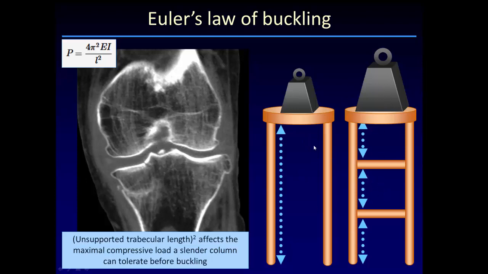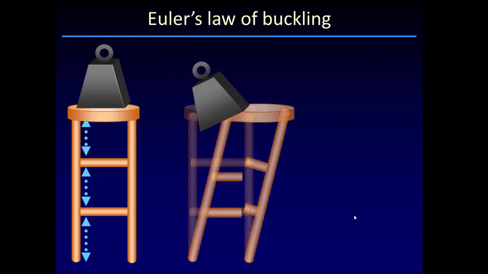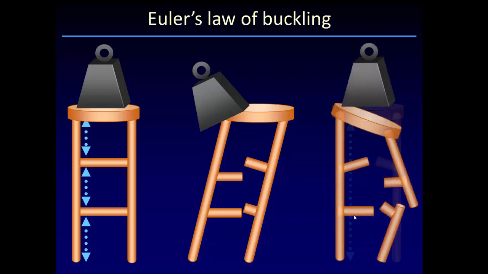And we know this from looking at a stool, for example, that you can put more weight on a stool that has these types of cross struts. So when you have a bone that experiences some loading and those cross struts fail, the ability of the structure, whether it be a stool or a bone, to hold weight goes down quite markedly.